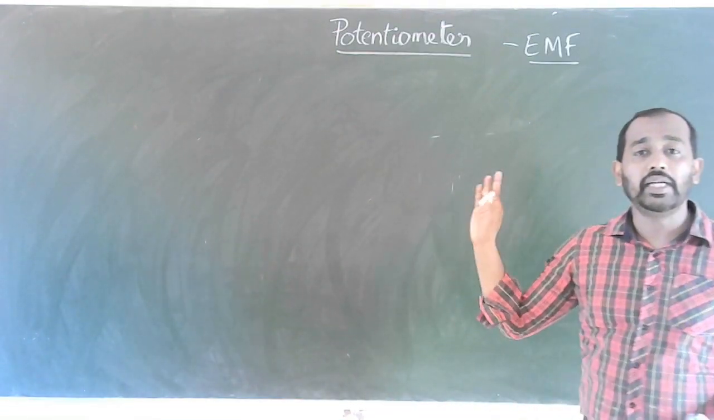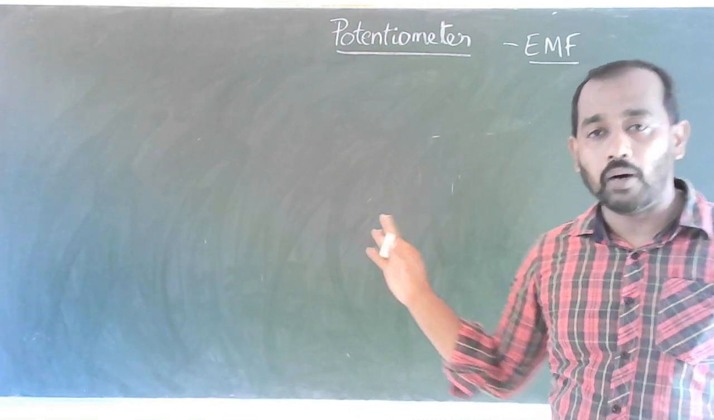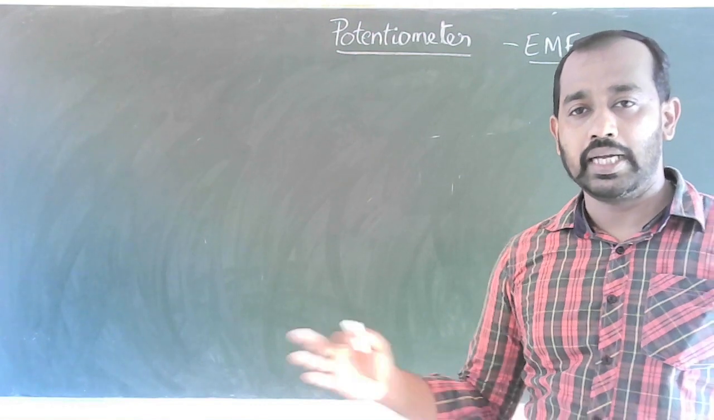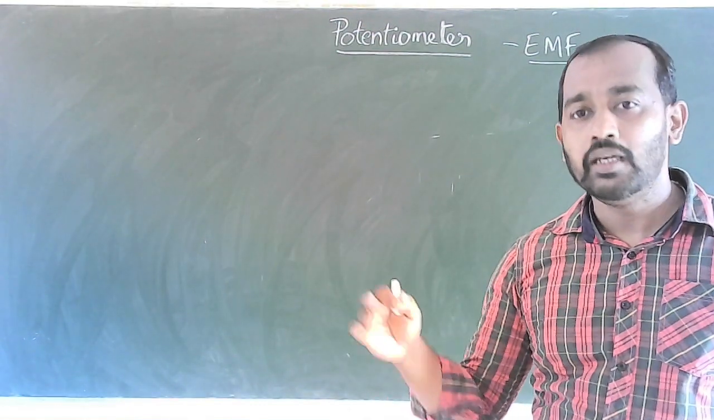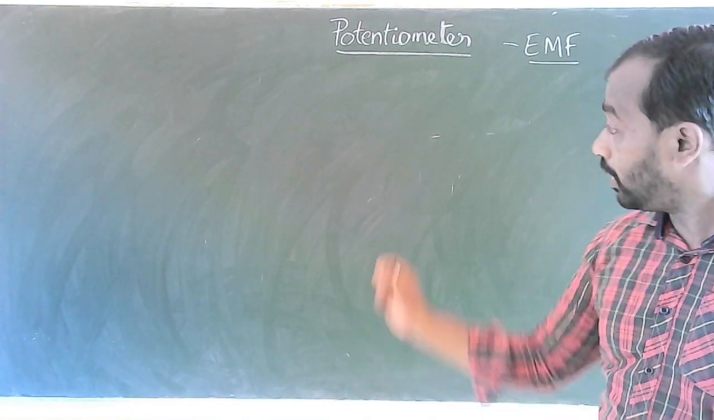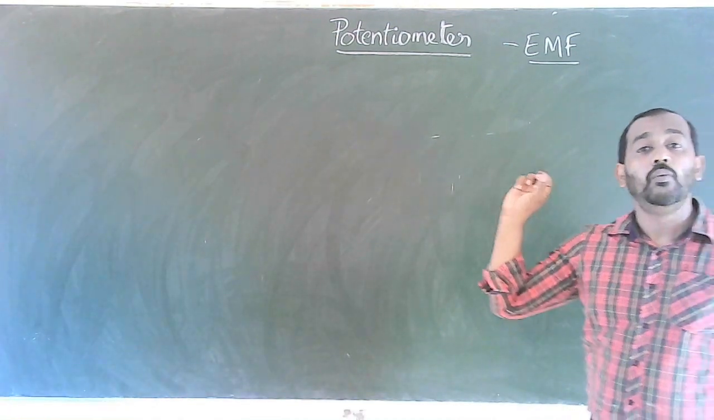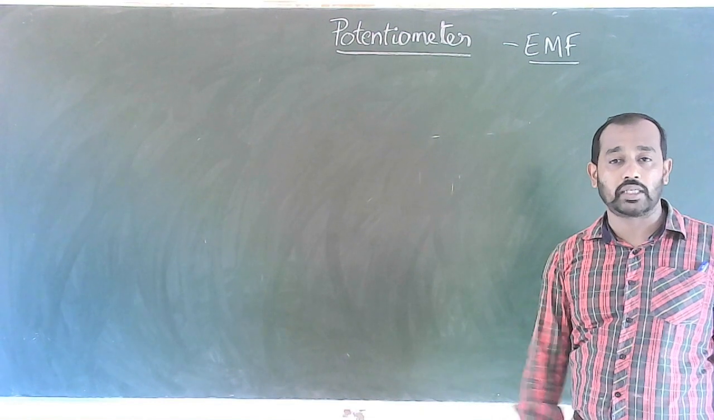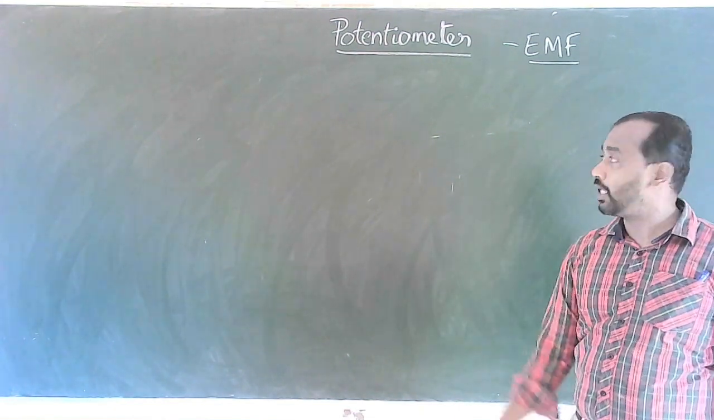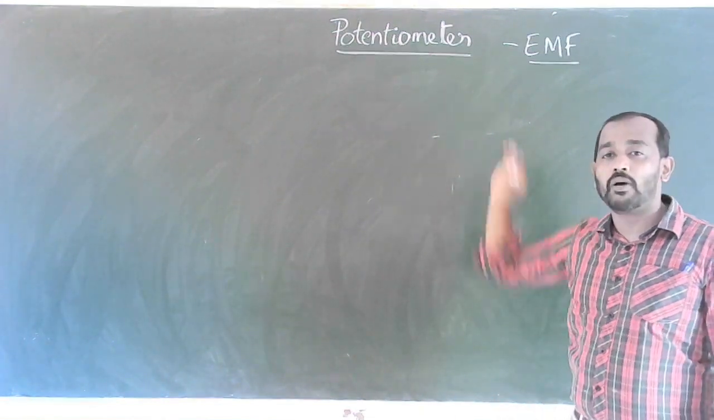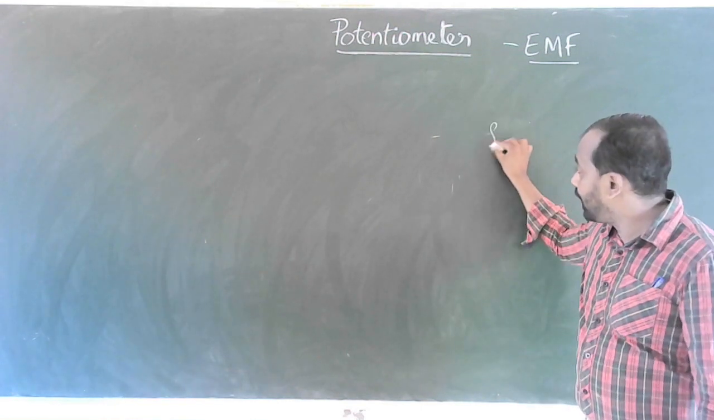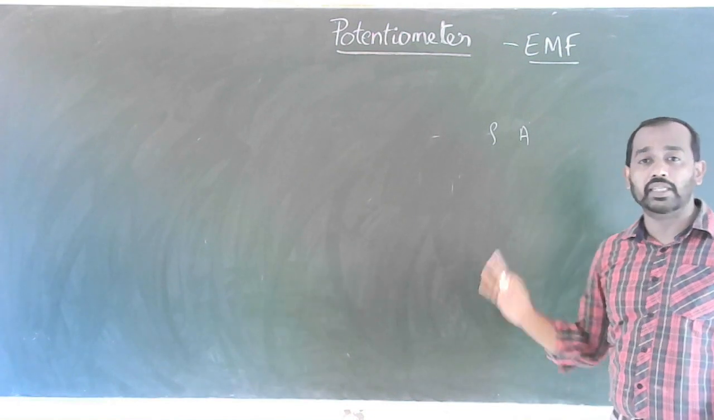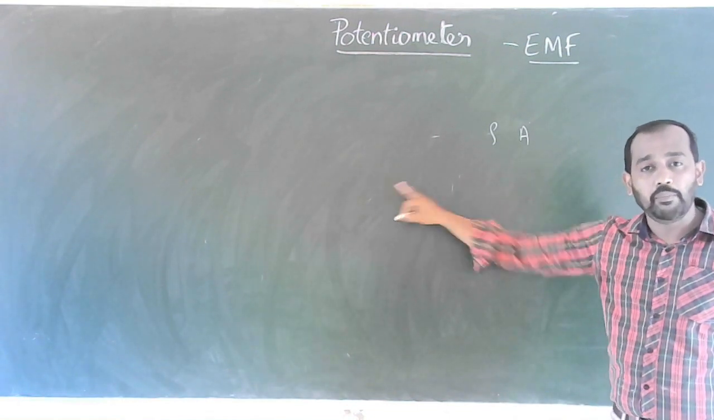The potentiometer is made up of a long uniform wire. Yesterday itself I explained the meaning of the uniform wire. It is the wire which is made up of the same material and same area of cross section throughout its length. So that will be known as a uniform wire. That means resistivity and the area of cross section of the wire never change from the starting point to the end point.